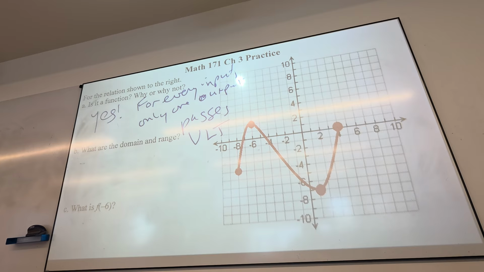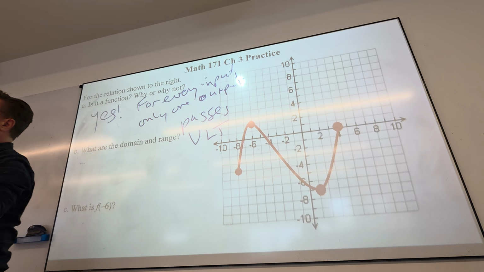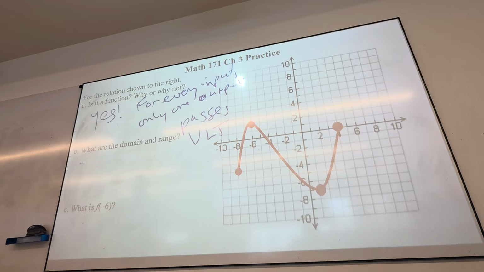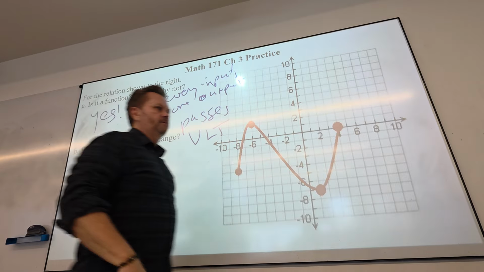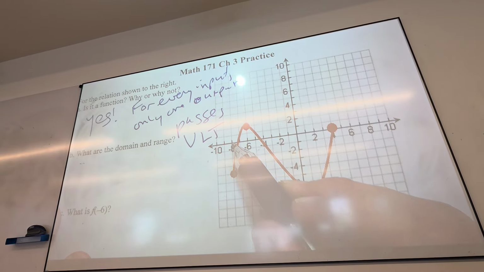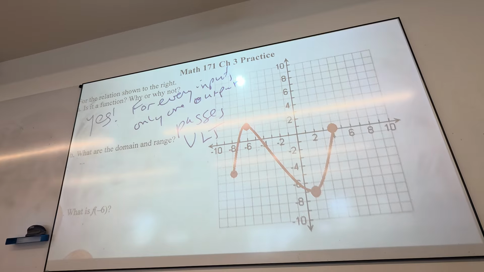So it is a function because it passes the vertical line test, which means every input has only one output. What's the domain? In general, what's the domain? It's a collection of what? All the inputs that have outputs. Yes? So when I give it to you in a visual, in a graph, which inputs, what's the lowest input that has an output? Yes, -8 is the first x value that has a y value that it goes to.